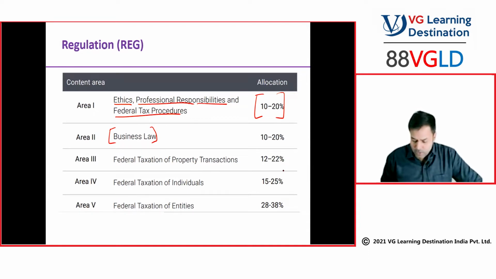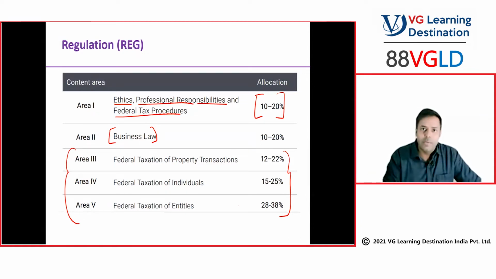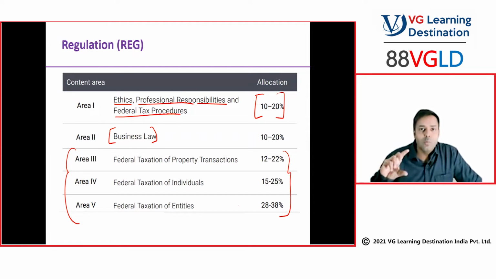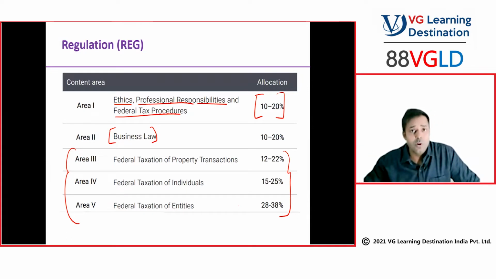The last 3 are the taxation sections. First is property transactions. What is a property transaction? It is basically the capital gains we read about in India. When capital gains are going to be levied, what are the types of capital gains, is it long term or short term, when you can avoid the tax, is there any exemption or not. All of it is part of property transactions.